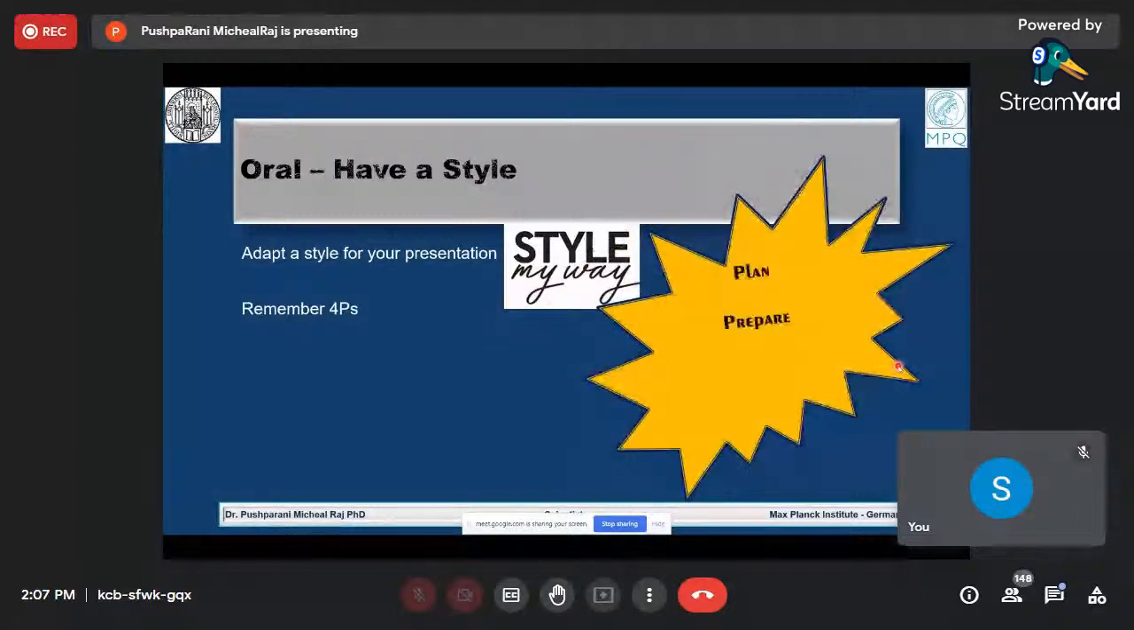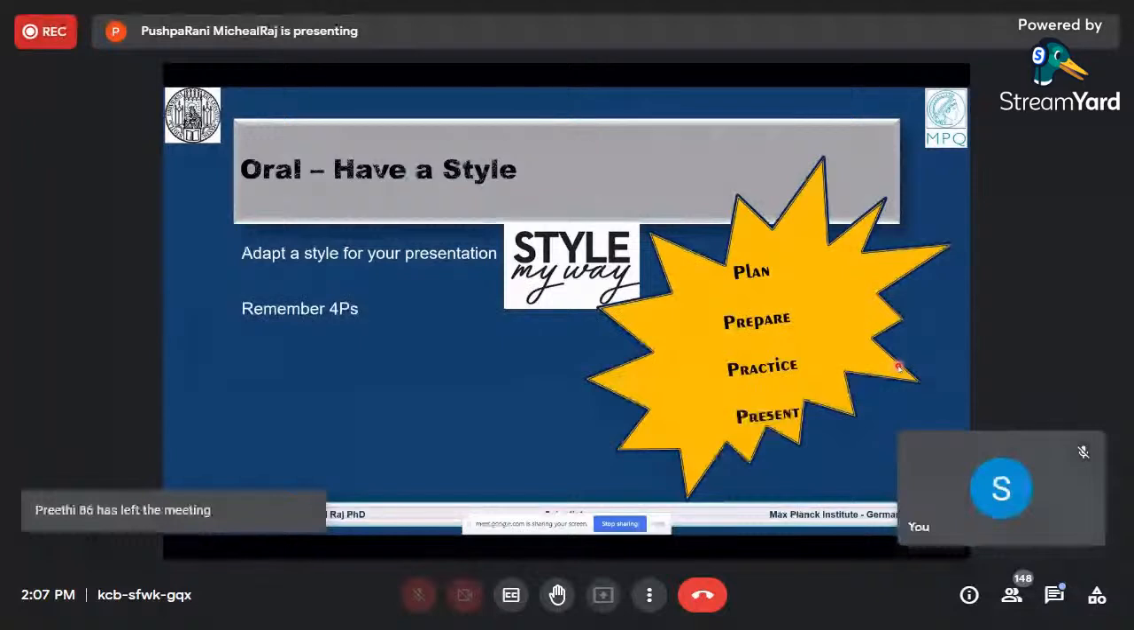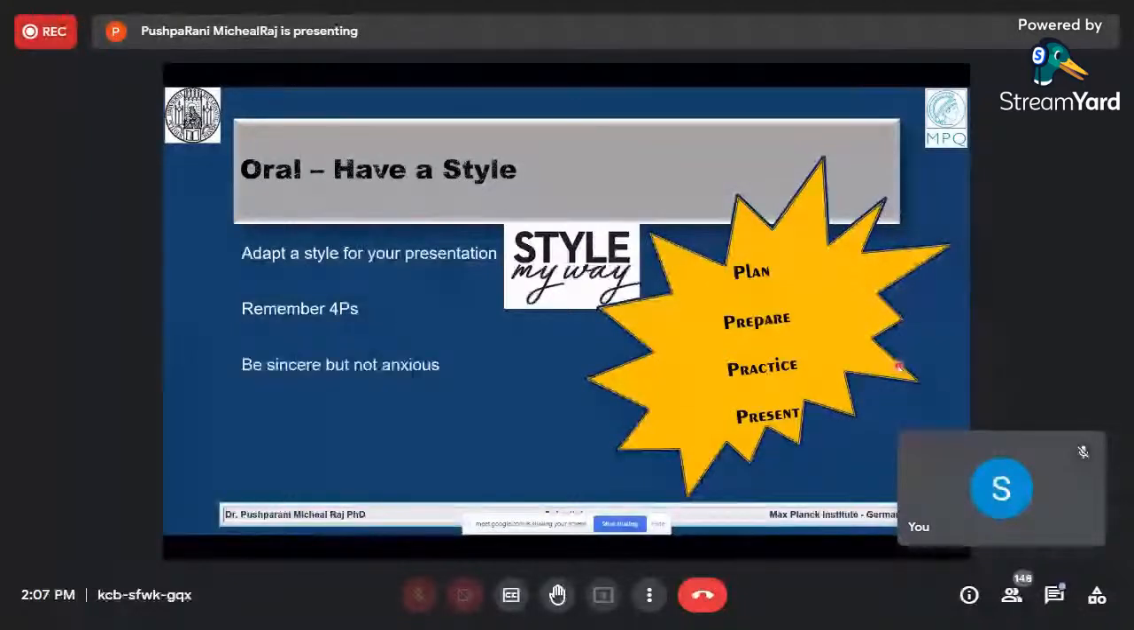the presentation, the preparation, practice, and presentation. So you have to remember that you have to plan well before you're going to present. You have to prepare well. Just put your sincere efforts into it. It will definitely reap you benefits. Be sincere, but not anxious, because we most times tend to confuse these 2 words. Sincerity is not anxiety, because we don't need to be anxious of the topic, what we know already to be presented. So be confident.